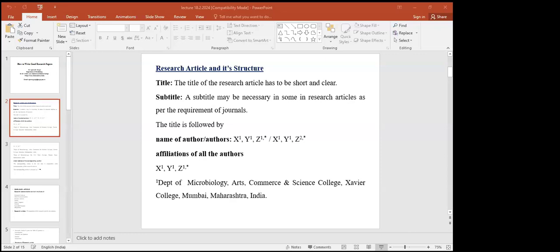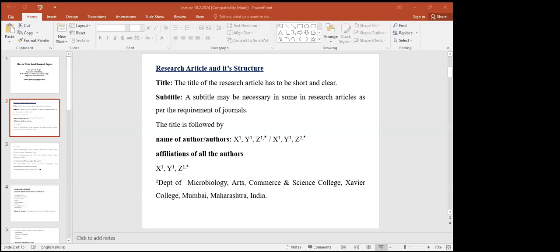The other option is what you can see: X1, Y1, Z2 star. Here the 2 says that the last person is from a different institute, whereas X1, Y1, because it is 1, 1, denotes that they are from the same institute. So if the institute is different, you have to denote it by different numbers, or by different letters or alphabets. So here, as I have shown, X1, Y1, Z2.